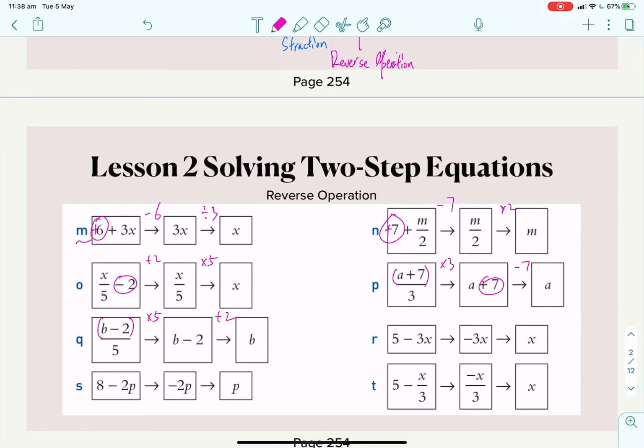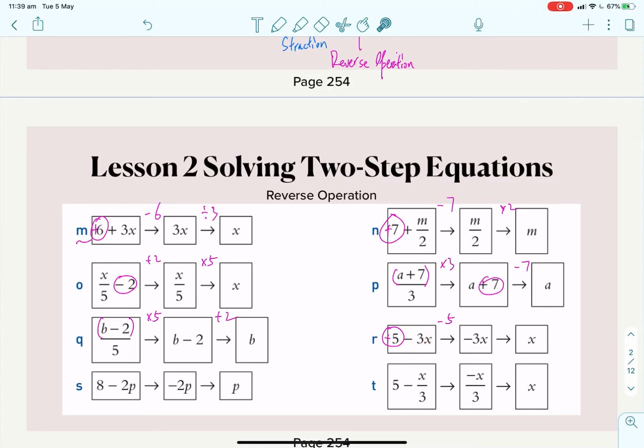This one is tricky. Again, we've got a plus 7, plus invisible, and we want to get rid of that, so we do minus. Now, before, we had a positive in front of the 3x, and then we keep it. Here we've got a negative in front of 3x.